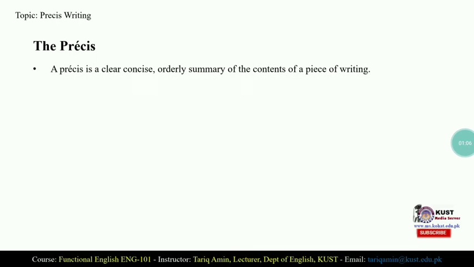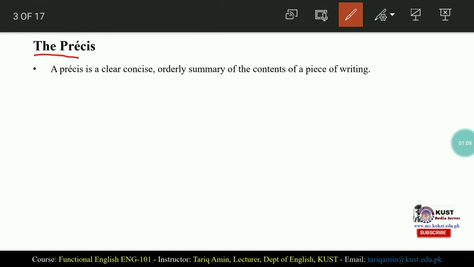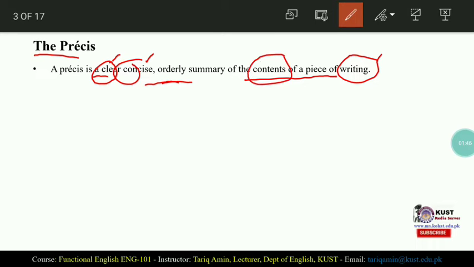Let's start the class. What is the precise? A precise is a clear, concise, and orderly summary of the contents of a piece of writing. For example, you have a piece of writing of 10 pages. The precise of that original piece of writing is actually the clear, concise, and orderly summary of the contents of the original piece of writing that is of 10 pages. Contents mean the main points discussed in the original piece of writing.